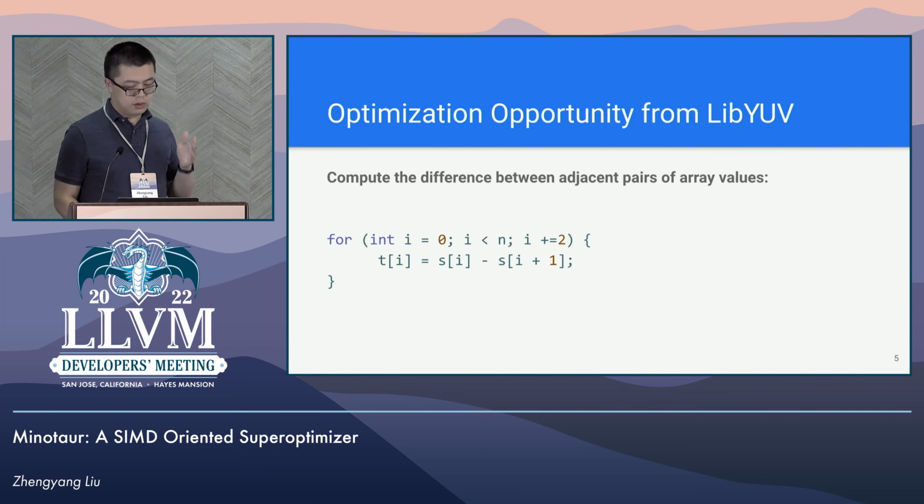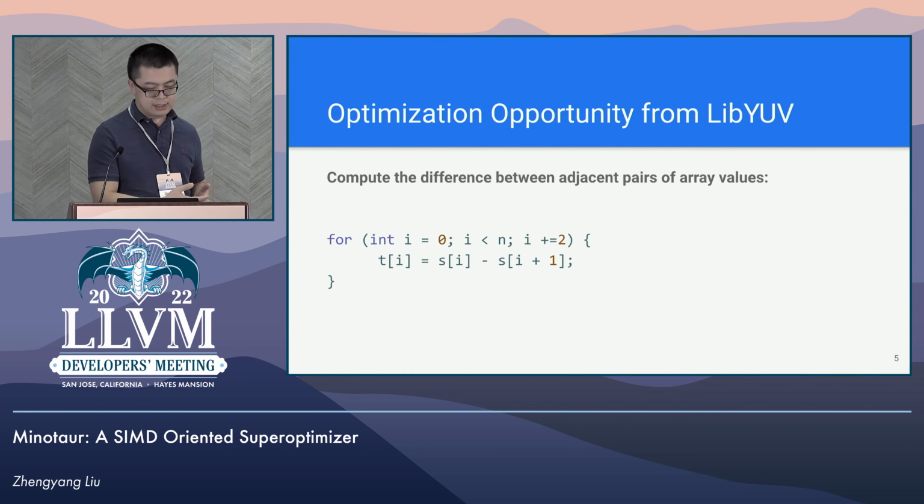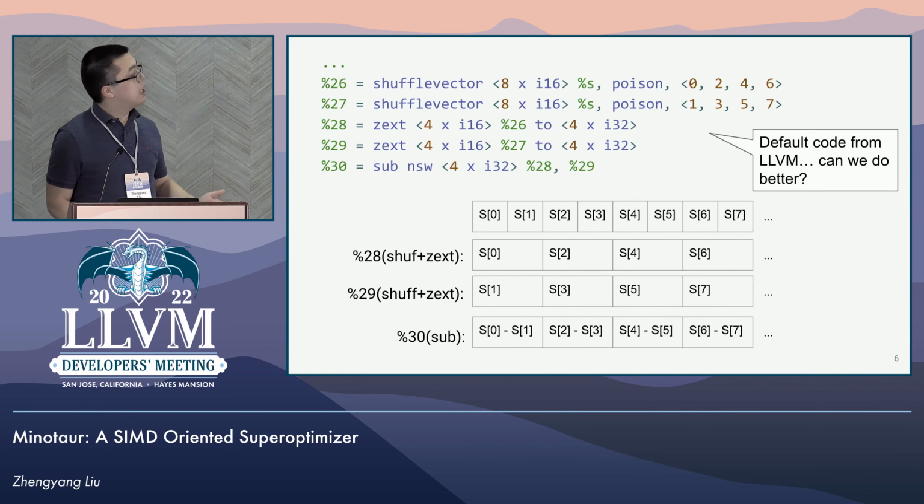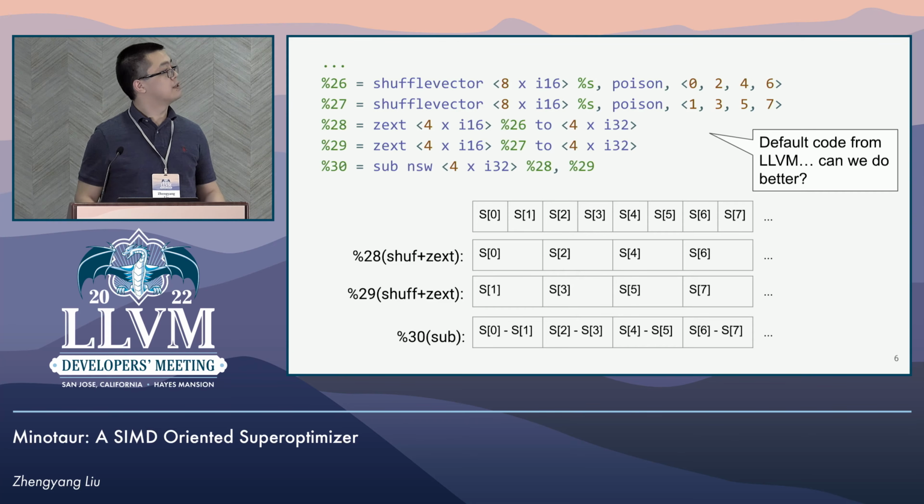Here is an example showing how easily an optimization is missed. Here is a loop that calculates the difference between adjacent integers. It is a very simple loop, as you can see on this slide. And this loop is found in the libyuv image scaling library. LLVM generates this code when compiled with -O3 with the auto vectorizer turned on. Here, we assume all the integers are already loaded into the vectors.